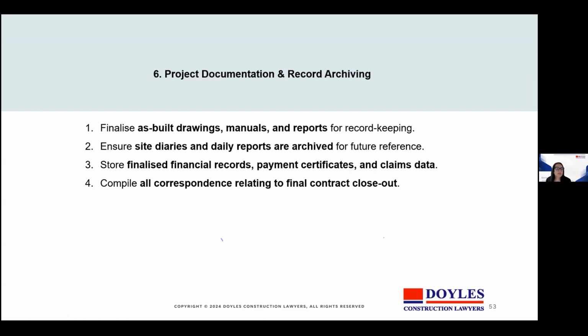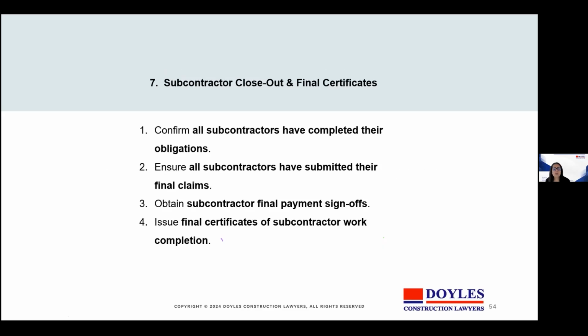Number 6, project documentation and record archiving. Construction disputes often arise years later, so these records are critical. And so by finalising as-built drawings, manuals, reports, site diaries, daily reports, archiving, the storing of finalised financial records, payment records and claims are properly archived is an important step, because they may prove to be critical if a dispute arises in the future. So final claims and releases protect the head contractor.